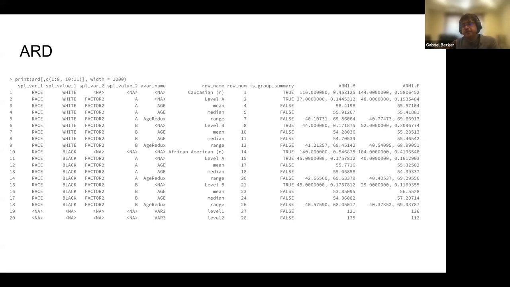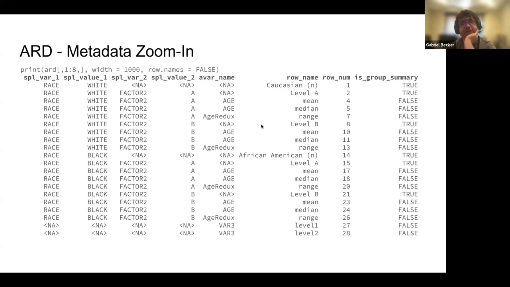But basically, what ends up happening is it gives you back a data frame where the first, sorry. Yeah, so this is the sort of metadata section of it. And so you've got split variable one, and then split value one, and split variable two, split value two. So it has detected that the maximum level of splitting is two.